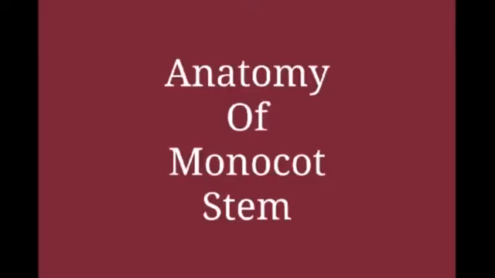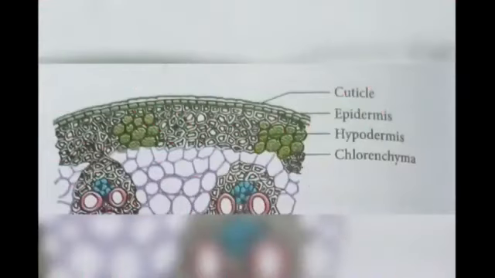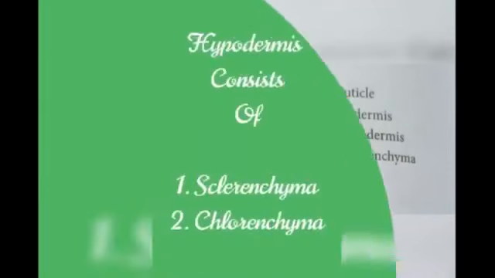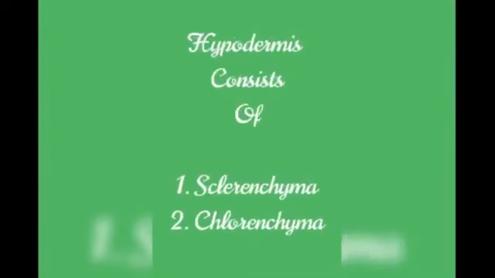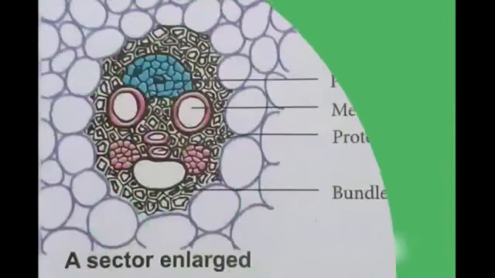Move on to the next topic, anatomy of monocot stem. Monocot stem is entirely different from the dicot one. It has got the epidermis followed by a hypodermis. The hypodermis is made up of sclerenchyma and collenchyma. Sclerenchyma for mechanical support and chlorenchyma for photosynthesis.